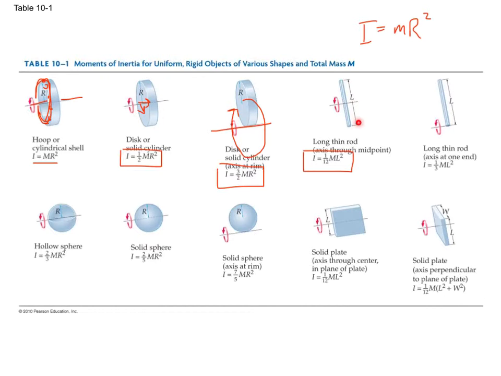1/12 ml squared. You would think that would be much less than if you had an axis at the end of a rod and you're swinging it around at the end, and it is much less. 1/12 is certainly much less than 1/3. But if you've got a long, thin rod and your axis of rotation is at the very end, it's going to be 1/3 ml squared.